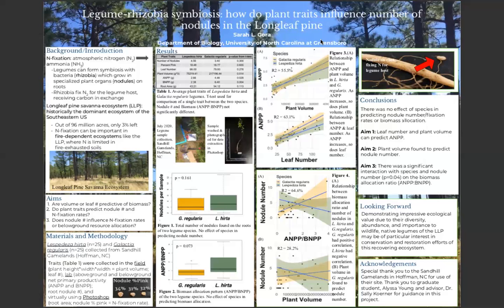So looking forward, demonstrating impressive ecological value due to their diversity, abundance, and then their importance to wildlife, the native legumes of the longleaf pine could be of particular interest in conservation as well as restoration efforts because this ecosystem is recovering. Special thanks to the Sandhill Game Lands in Hoffman, North Carolina for letting me use their site.